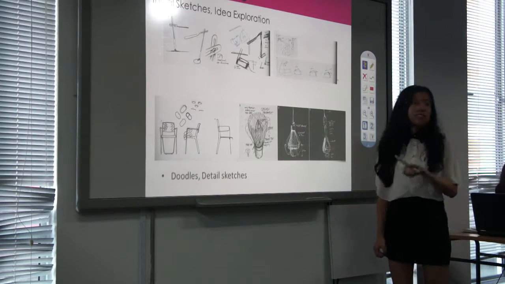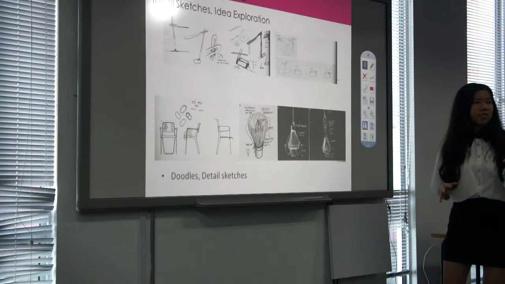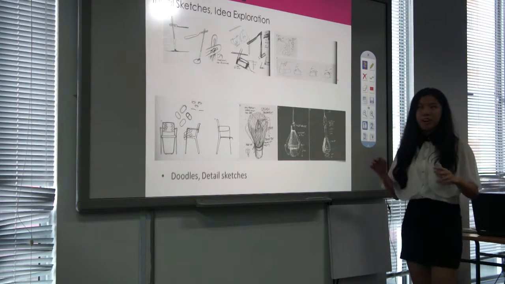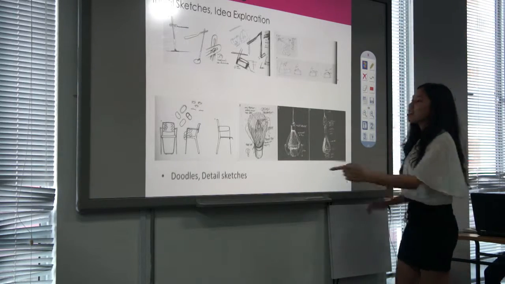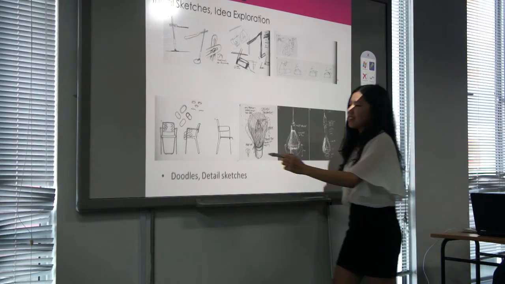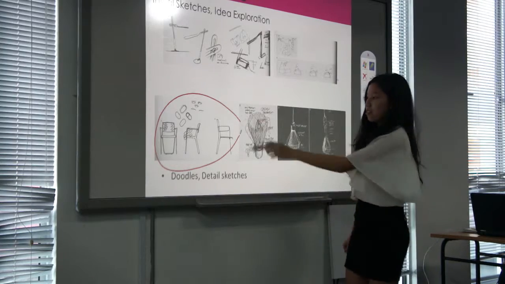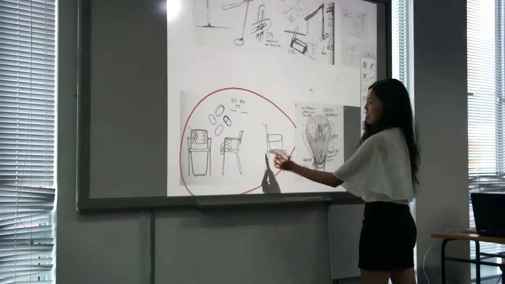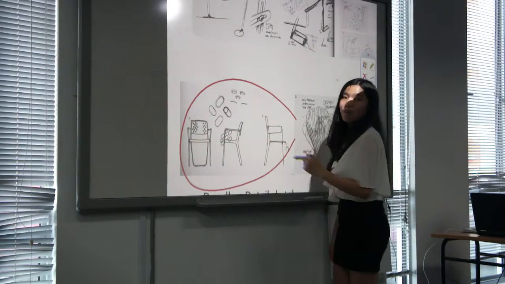Then after that is the concept design. The concept design is like the early sketches. They do initial sketches of the earliest ideas. And you can see here, in this one, the designer is considering the type and the patterns of the chairs they wanted.